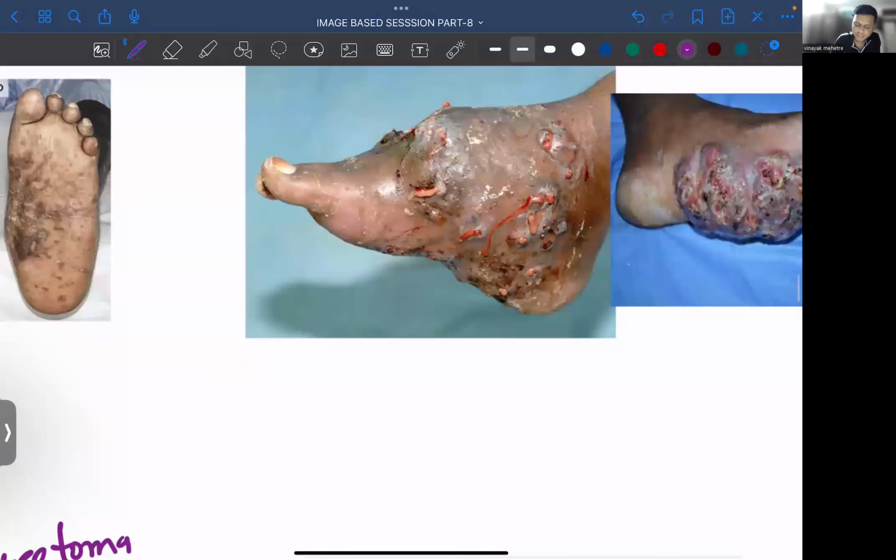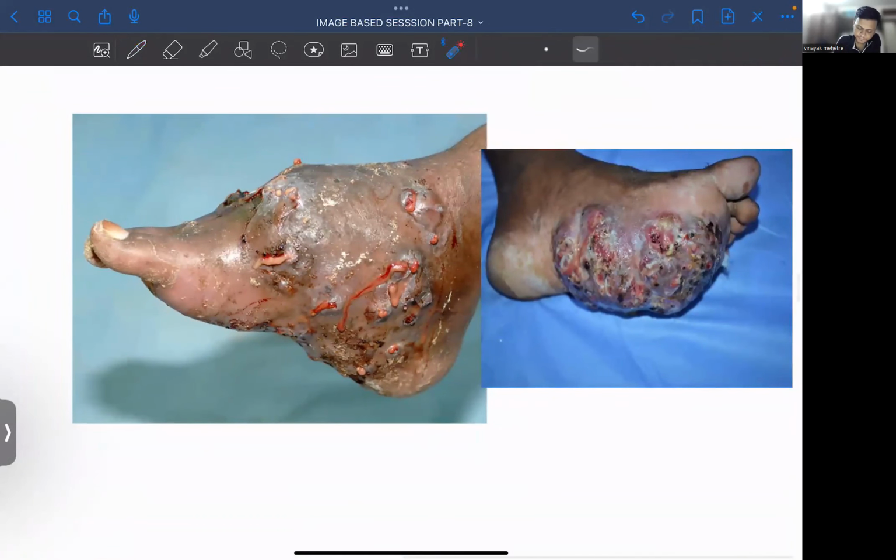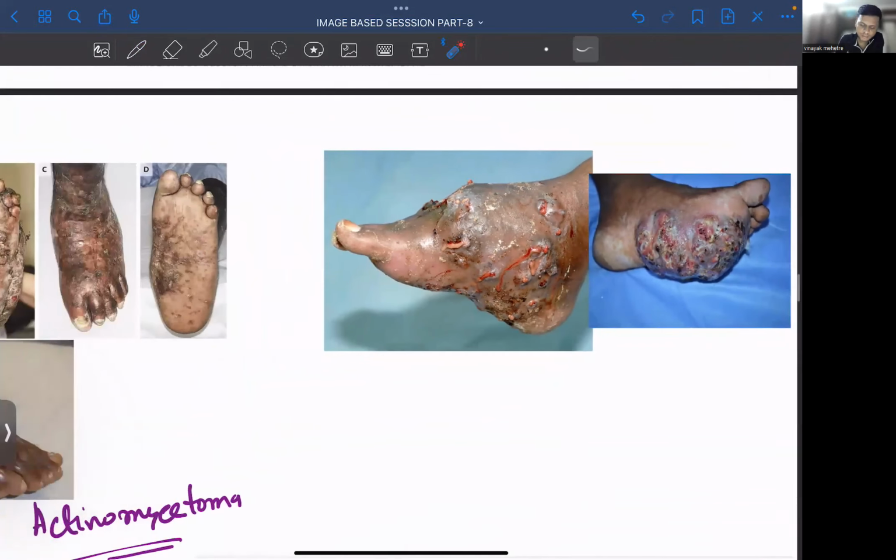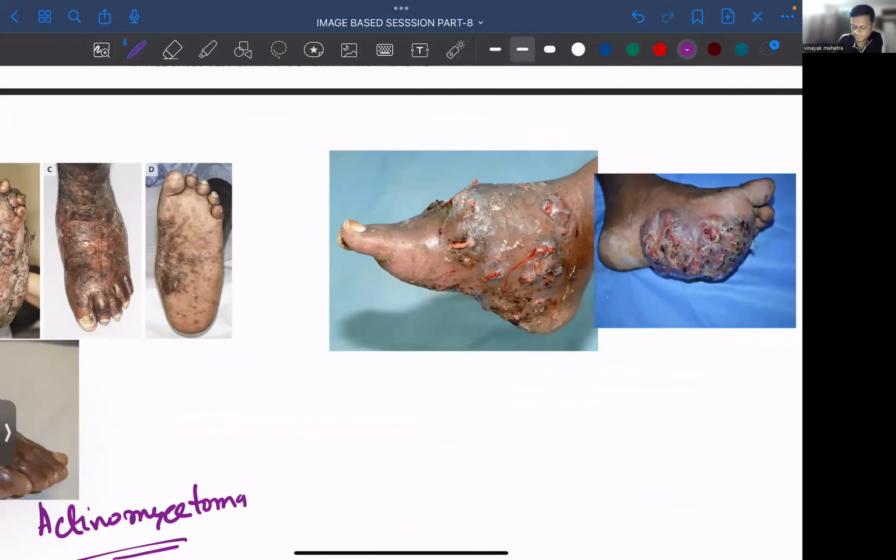But remember in eumycetoma, there will be pus discharge or pus दिखेगा, right? This is called as eumycetoma. Eumycetoma. ठीक है?